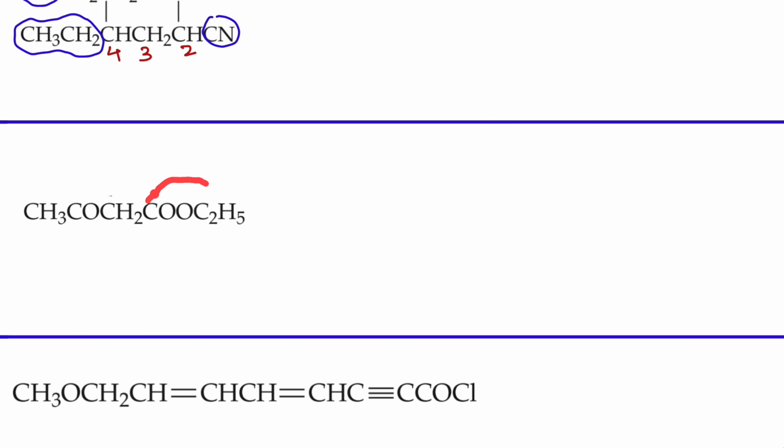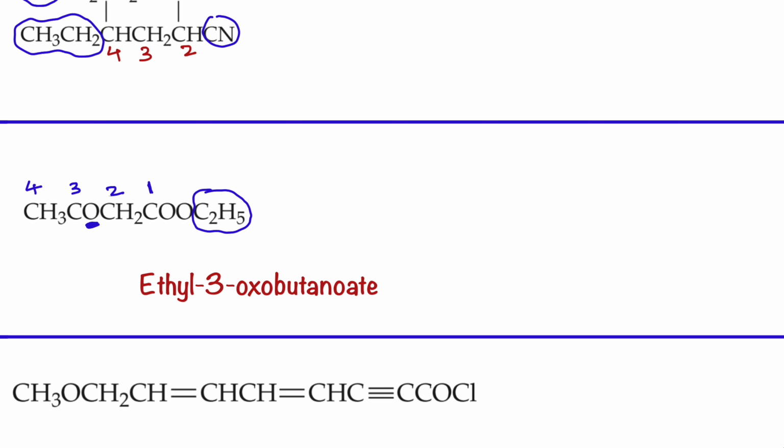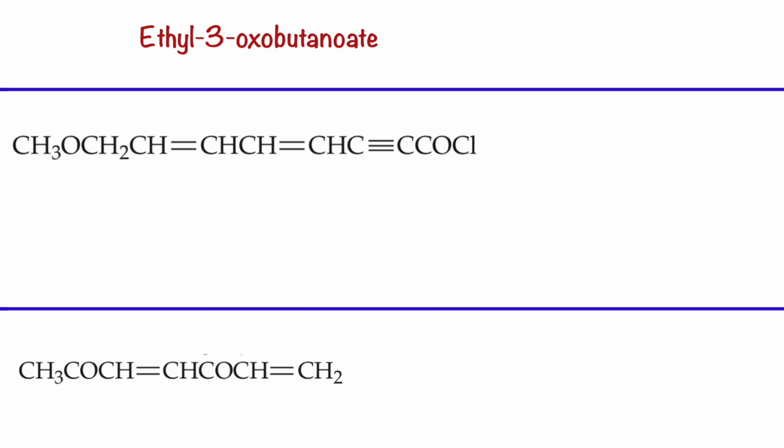Now, we have an ester functional group, and this is the ketone. This is the first carbon, second carbon, third carbon, fourth carbon, and this is the ethyl group, and this is the oxygen of the ketone. These are the two prefixes we have to use. While naming esters, the alkyl group attached to oxygen should be indicated first. Ethyl 3-oxo-butanoate. You can see the name will be ethyl 3-oxo-butanoate. Now let us move on to the next example.